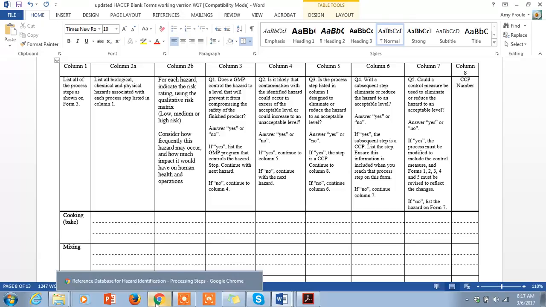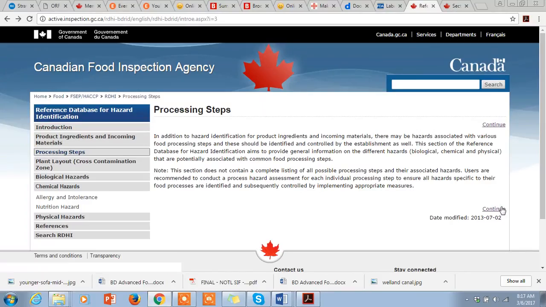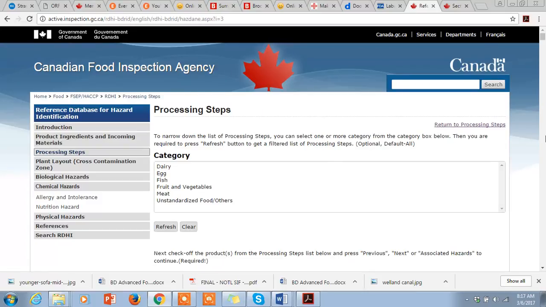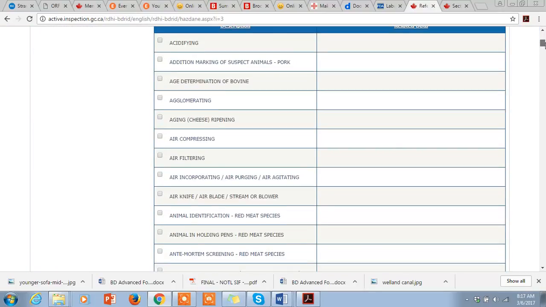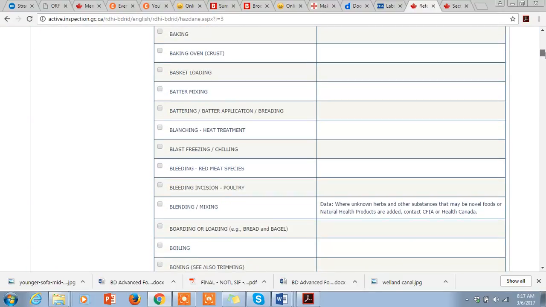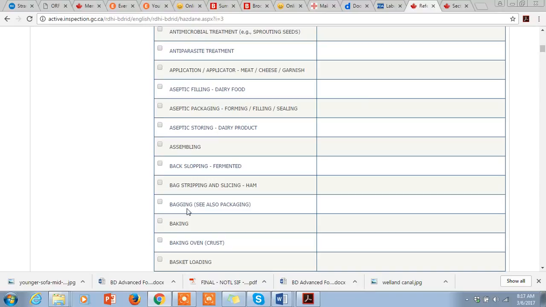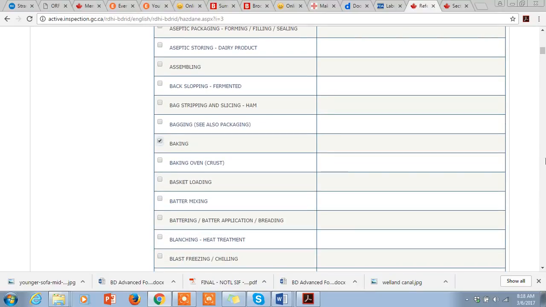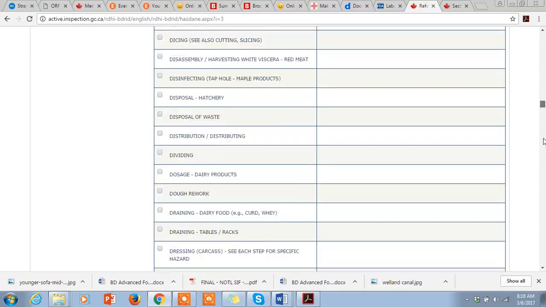So let's go and take a look at the database and see what we can find for baking. Because again, I'm making banana muffins. Let's find a baking step for my muffins. Now, I did have the question earlier, what's the difference between baking and cooking? You're well within your right to do a comparison.